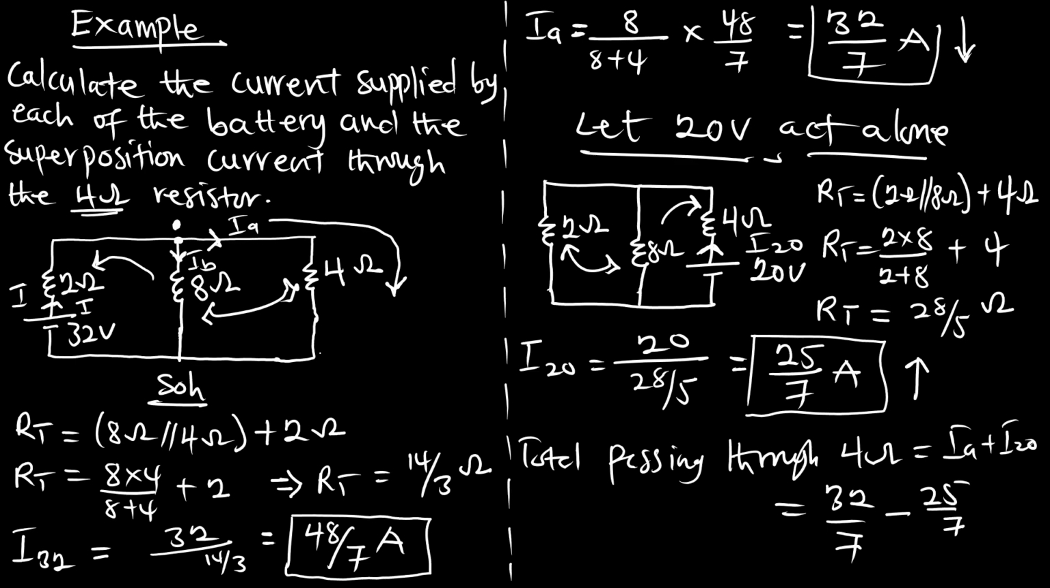And the effect is going to be, now when you subtract 25 from 32, you are going to get 7. So that is going to be 7 on 7, and that is going to be positive 1 ampere. So the current effect passing through the 4 ohm by superposition theorem is 1 ampere.